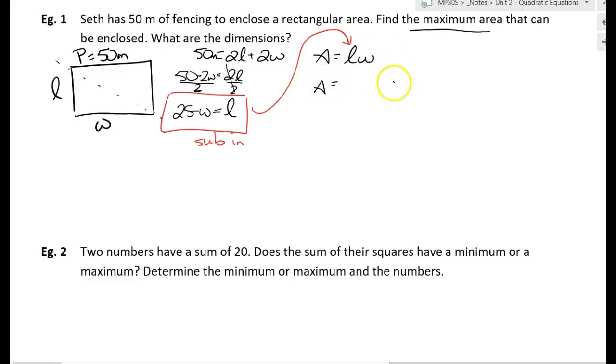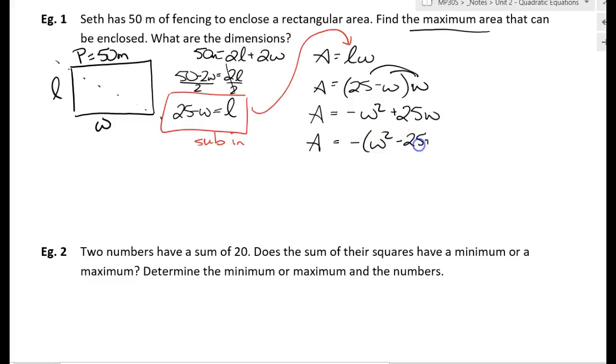So instead of length times width, I'm going to have 25 minus width multiplied by the width again. From here, I can distribute this. So my area would be equal to negative W squared plus 25W, and we need to complete the square to find my vertex. So that's going to be negative W squared minus 25W. Half of 25 is going to be 12.5, and then we are going to square that.